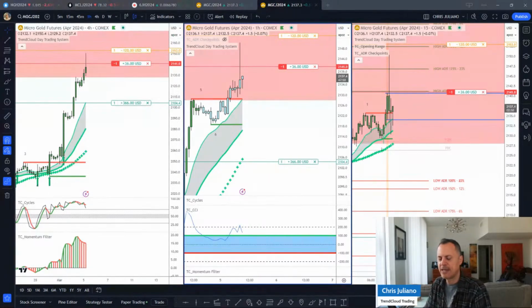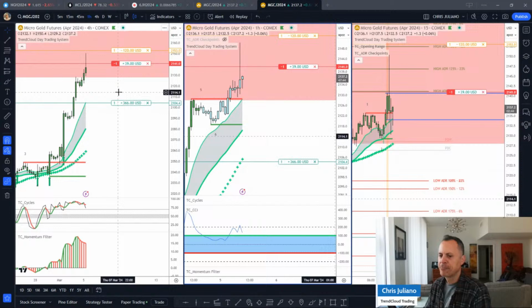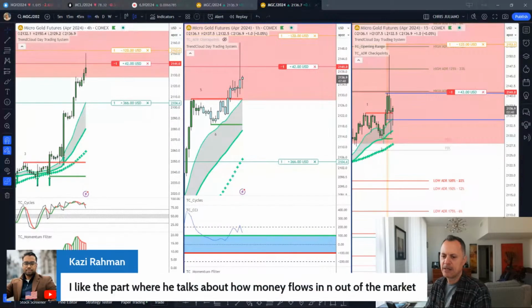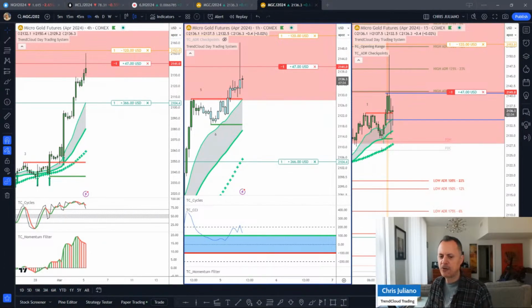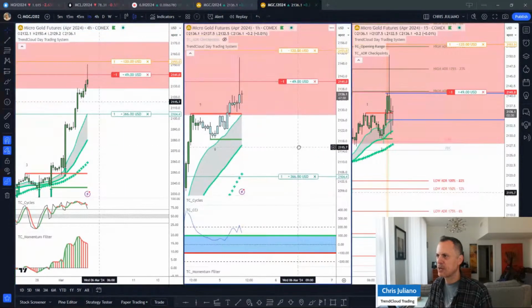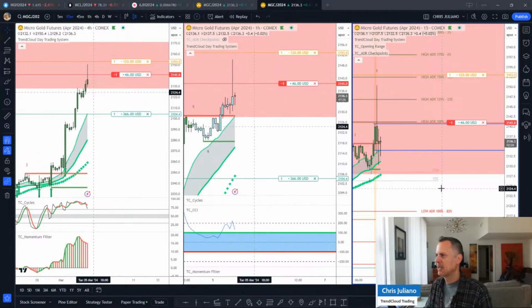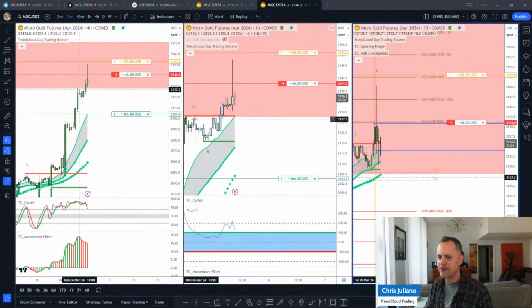So yeah, that is really great stuff. I'm really loving this gold trade here. Yeah, money flows in and out of the market. The whole book is great, but I love watching him. I love watching him speak. Yeah, so I'm really loving this gold trade.